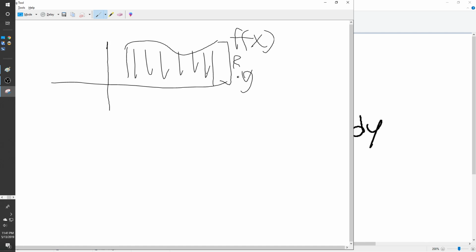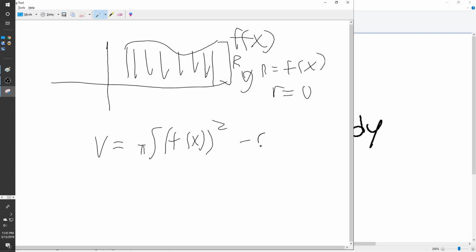Little r, there is no little r, because there's nothing in between the graph and the line of the axis. So there's no little r. I just say little r is 0. Big R equals f of x. So my volume is going to be V equals pi integral f of x squared minus 0 squared, which is just 0, dx. And that's basically that. That's the washer method, and that's the disk method.